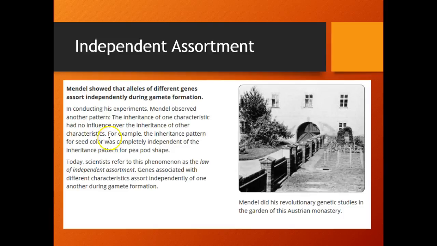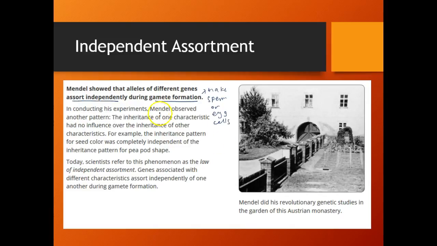Okay, so one of the key findings of Mendel is that he actually came up with this law of independent assortments. And what that means is that alleles of different genes assort independently during gamete formation. So gamete formation is basically when you make sperm or egg cells. Okay, so this is when you're actually producing those sex cells within your body.